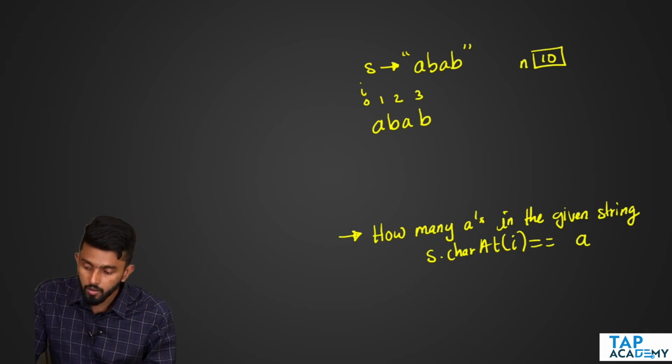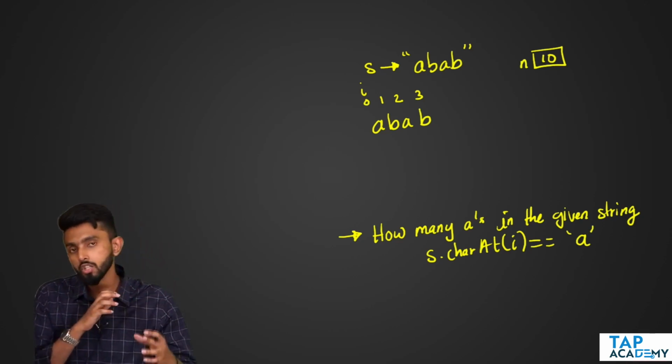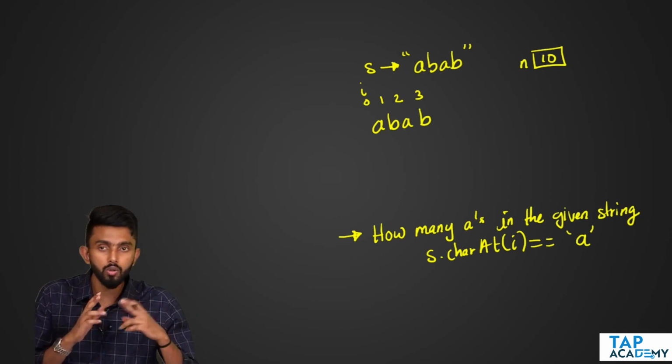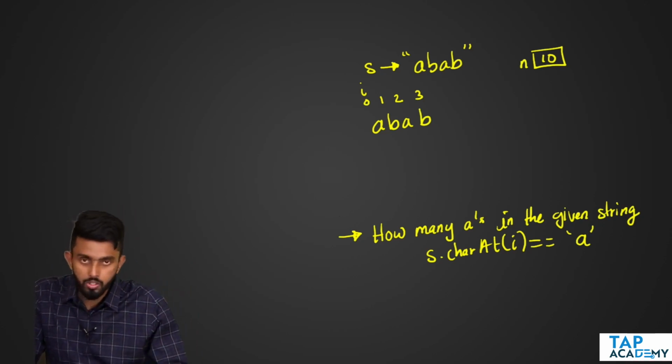Now in Java, if you have to tell this is a character, you must always put it within single quotes. If you put it within double quotes, it is treated as a string. If you put it within single quotes, it is treated as a character. Okay. So I will do this.